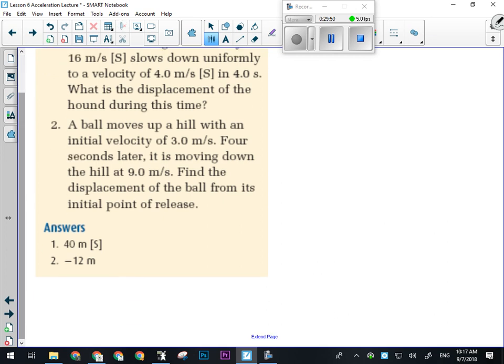All right, so on number 2, we have a ball that moves up a hill, and this one's a bit tricky because you have to take into account that if a ball is moving up a hill, it is accelerating down the hill, right? Okay, it can move up, but it's accelerating down. Its acceleration is negative. Okay, so the ball moves up a hill with an initial velocity of 3.0 meters per second uphill. Okay, a little while later, it's moving down the hill at 9 meters per second.